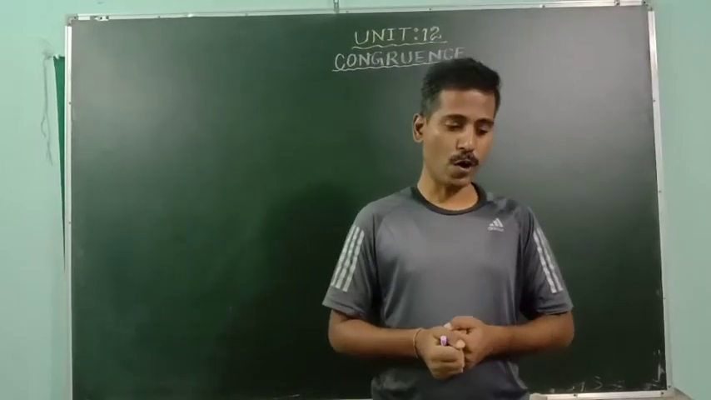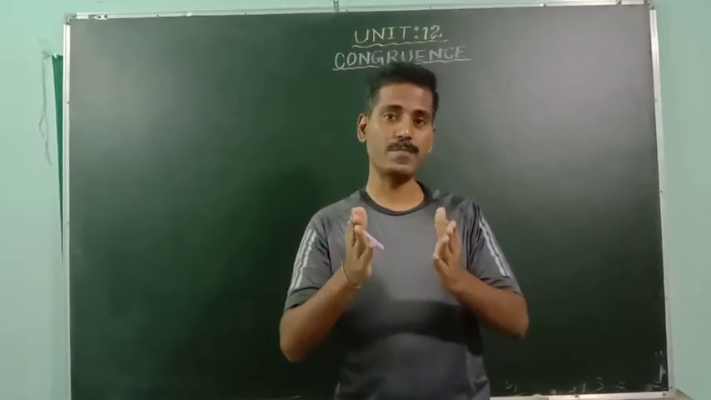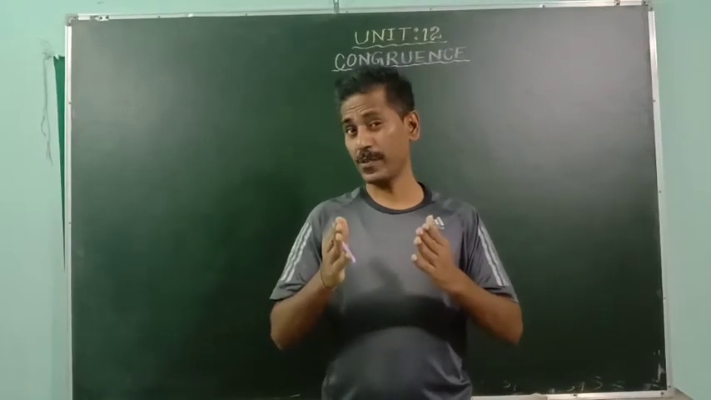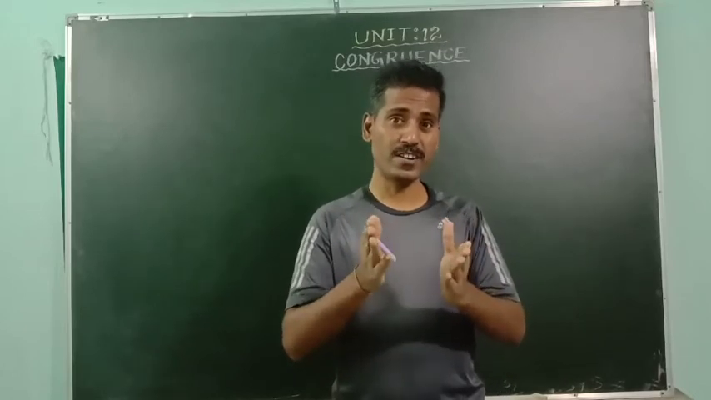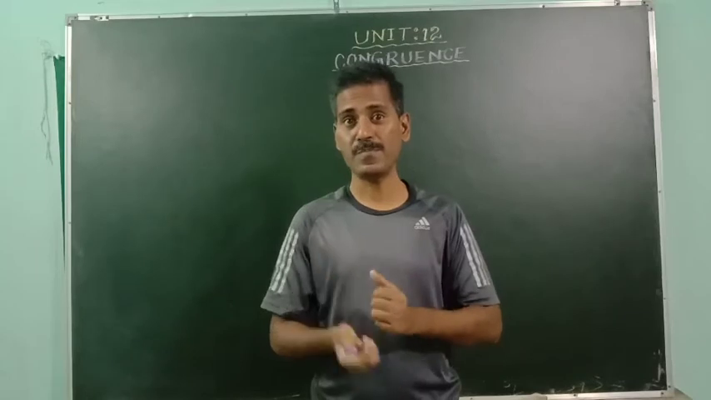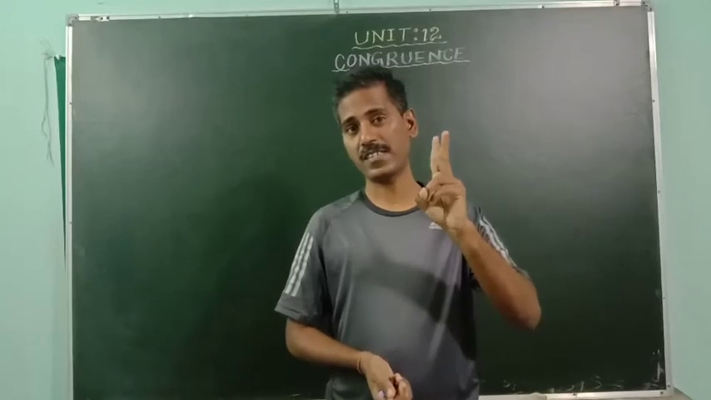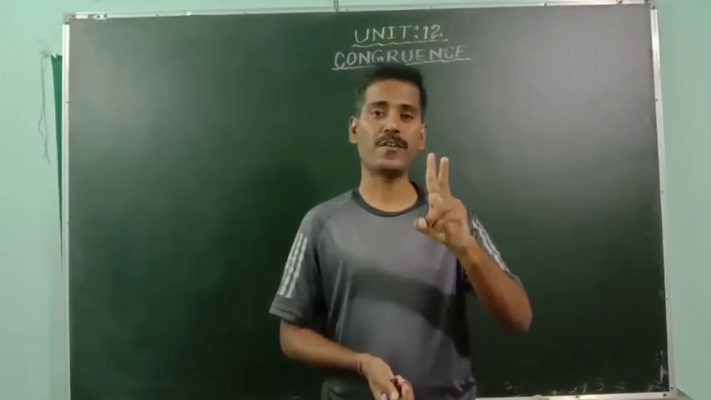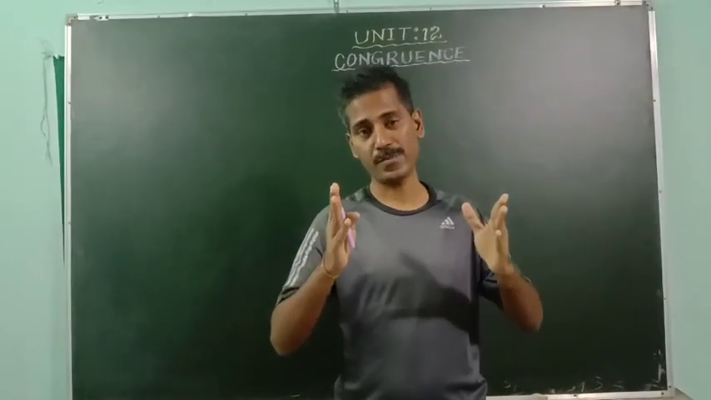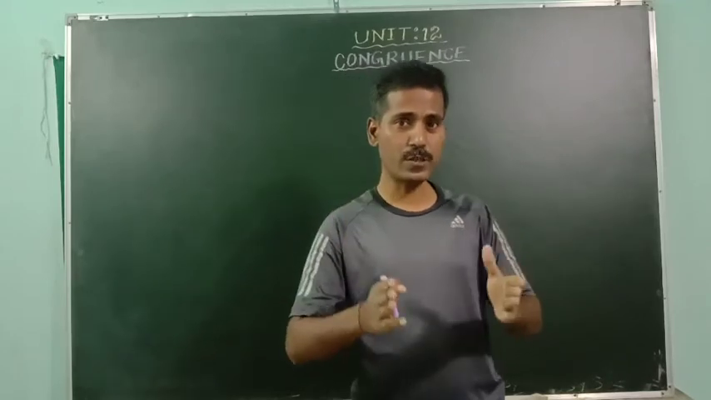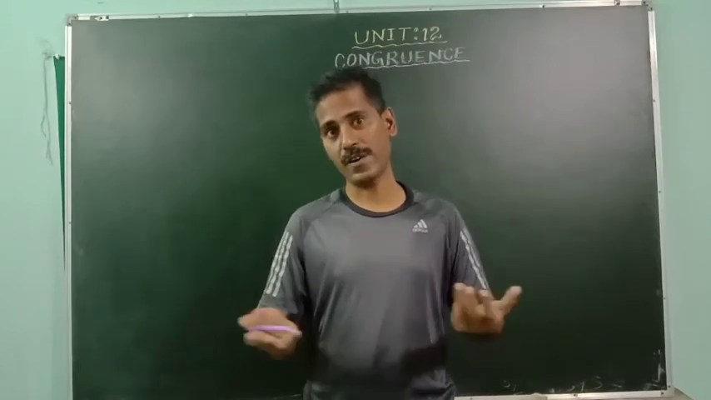Congruency is the property of figures having same shape and same size. In a nutshell, congruency is the property of figures having same shape and same size. So what we have got is that the condition is same shape and same size. These are the two conditions to be congruent for any two figures or shapes. Two different figures, shapes or objects are said to be congruent if they have the same shape and same size. It's a very simple thing.